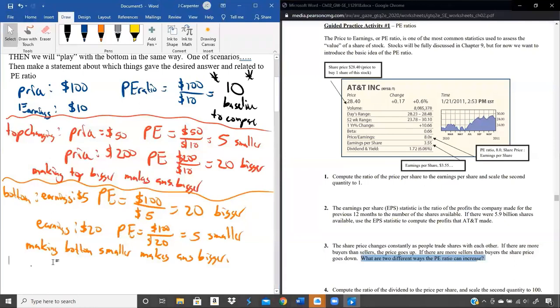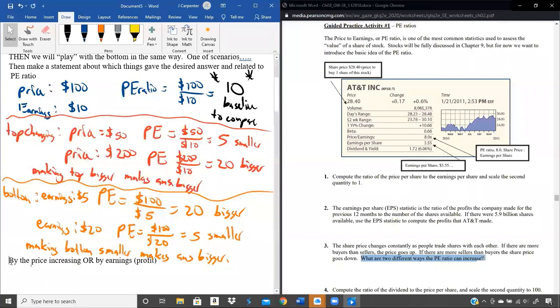instead of saying by making the top bigger, what was the top? It was the price. And we're not just going to say by making the price bigger, we're going to say by the price increasing. That would make the PE ratio bigger. That's one scenario. Or the other way this could happen is by making the bottom, which we call earnings, or by the earnings or profit, aka.